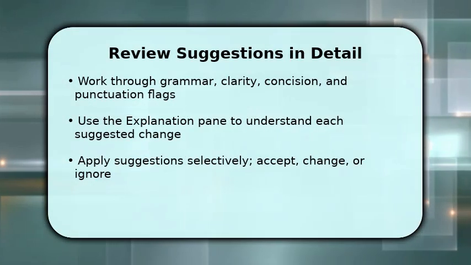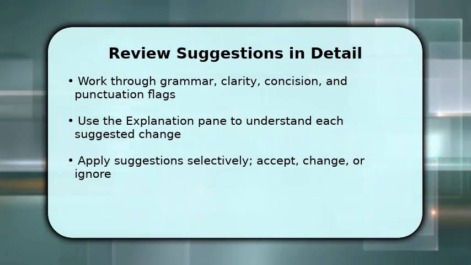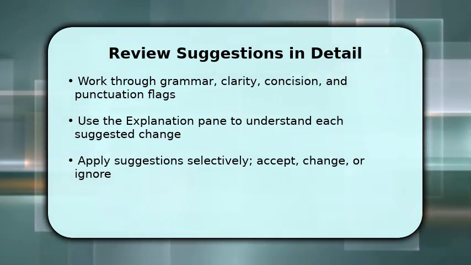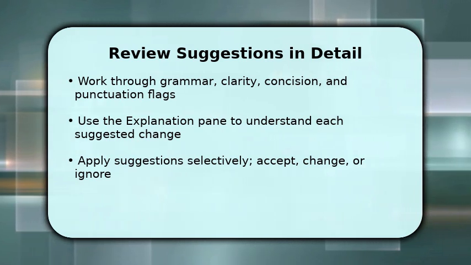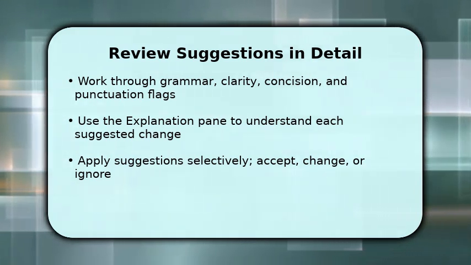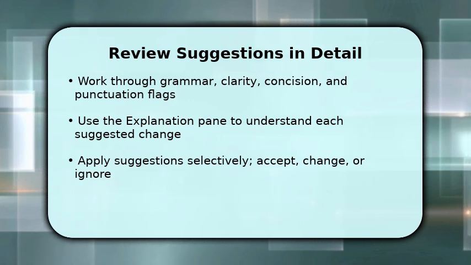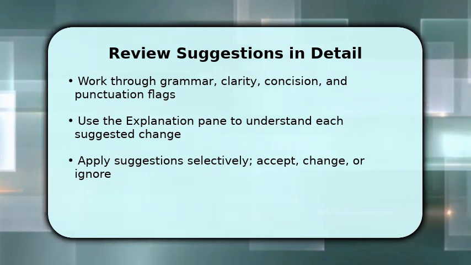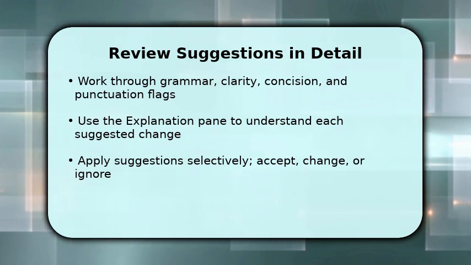Now you move into the detailed review. Click each flagged item to see grammar explanations and alternative phrasing. This helps you learn why a change is proposed and avoid blind acceptance. Use the clarity and concision categories to tighten sentences, and punctuation flags to fix commas, semicolons, and em-dashes.